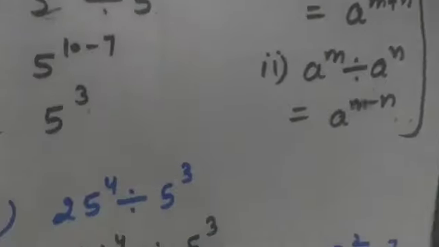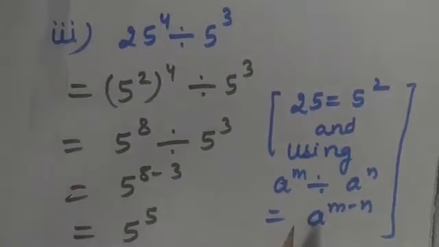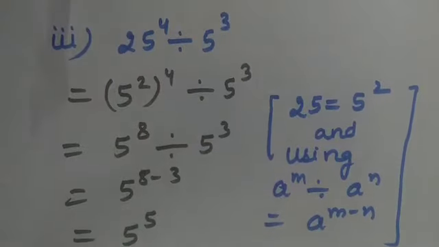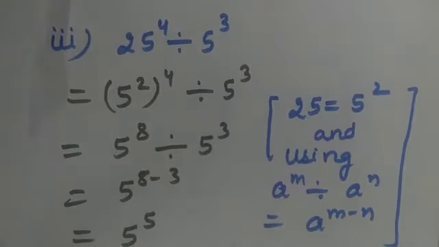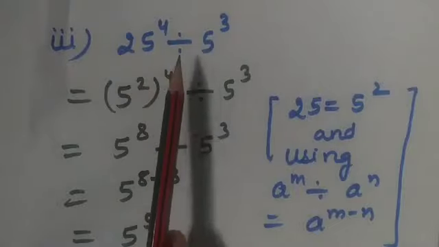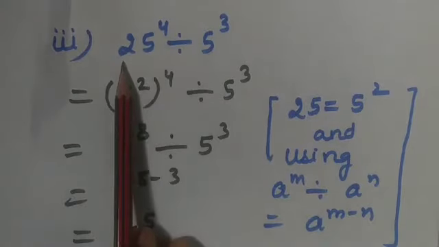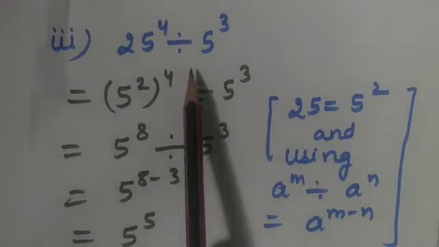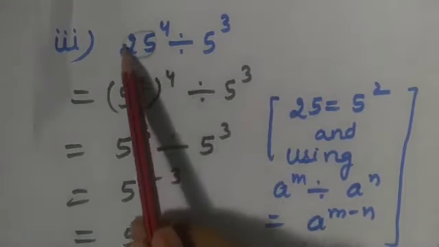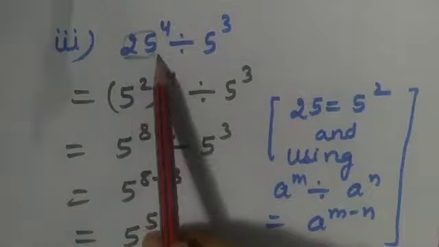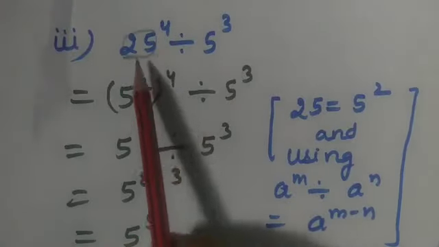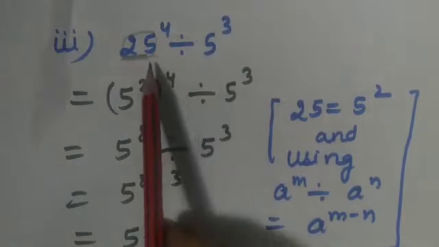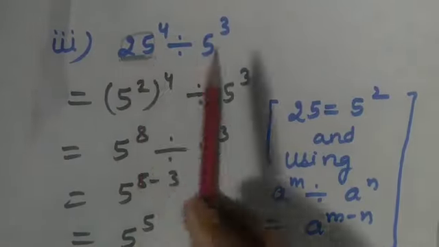Come to part 3rd. Part 3rd is 25 raised to the power 4 divided by 5 raised to the power 3. I have told you that whenever you have to solve this type of expressions, you have to observe that each number must be in powers of prime. Here I am observing that this is not a prime number. So first I have to express this number in the powers of prime. So how can this 25 be written?